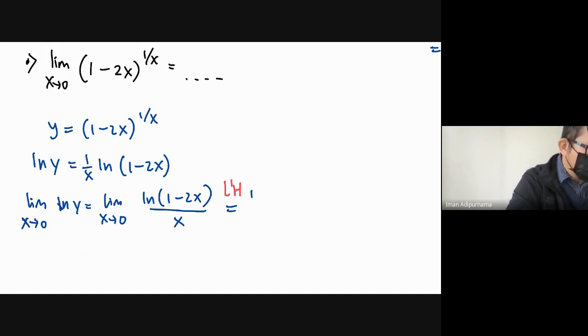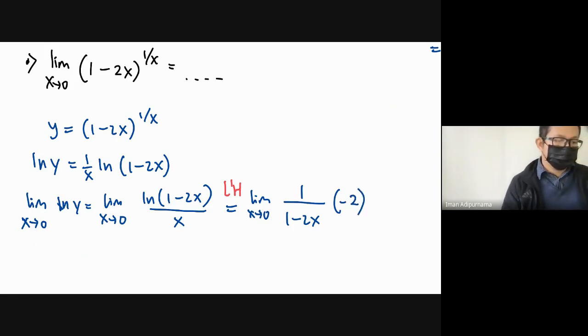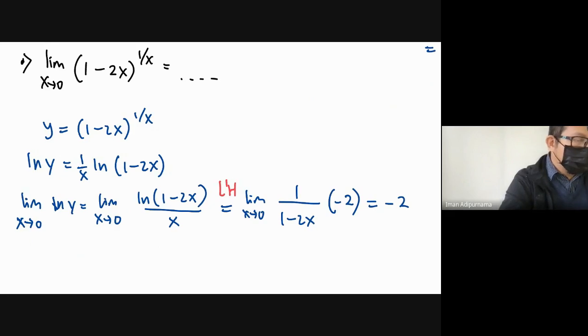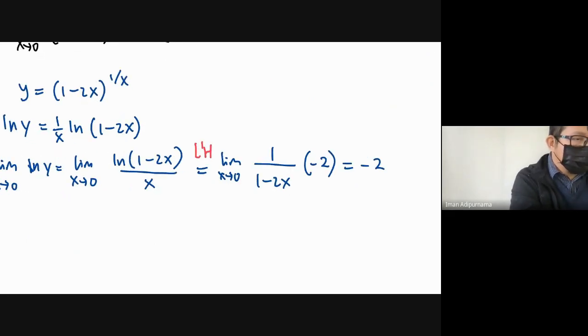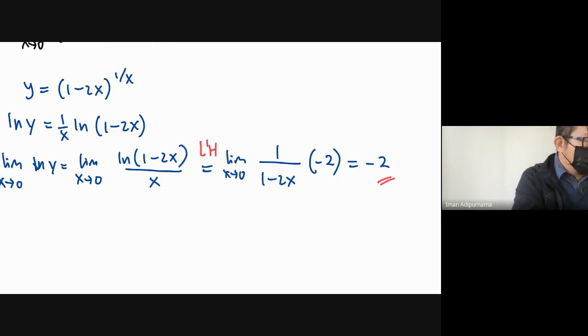This will be a limit. This will be 1 over 1 minus 2x, and divide and multiply with negative 2. So this will be negative 2. Sometimes you make a mistake that you just end the result here, so you answer negative 2. So remember, this is the ln.